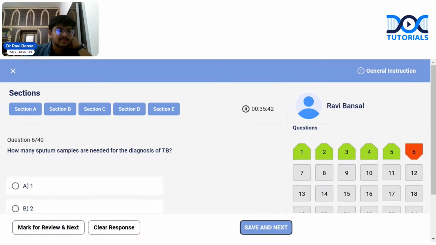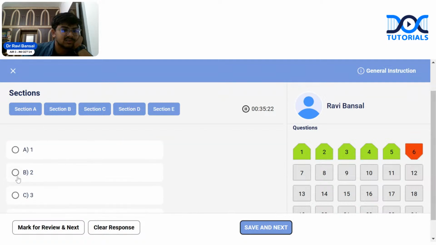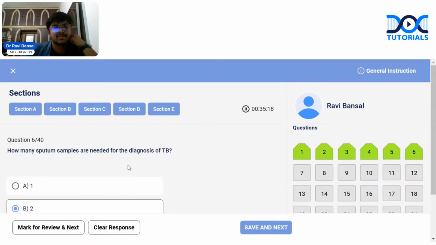How many sputum samples are needed for the diagnosis of TB? So TB you must know through and through. You must have done this in your internship. There are two samples collected. There is one spot sample and there is an early morning sample. The spot sample is just after you see the doctor, and the sputum sample you give early in the morning, on an empty stomach. So two sputum samples are needed for TB.